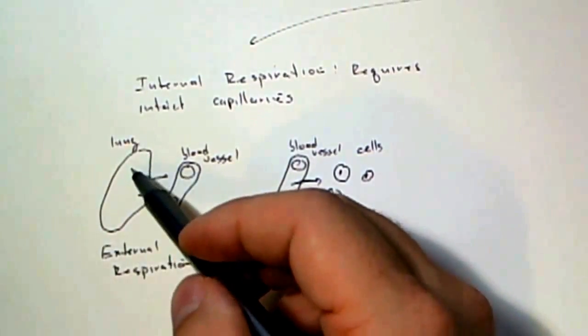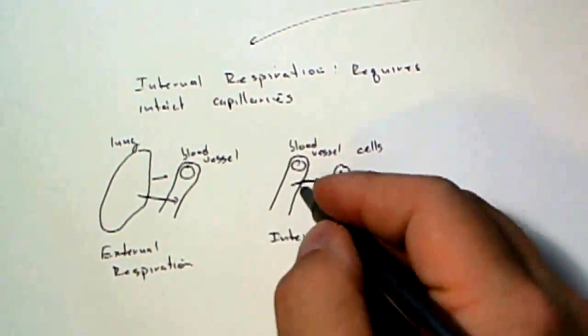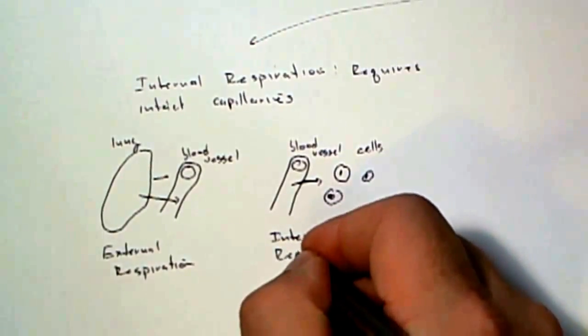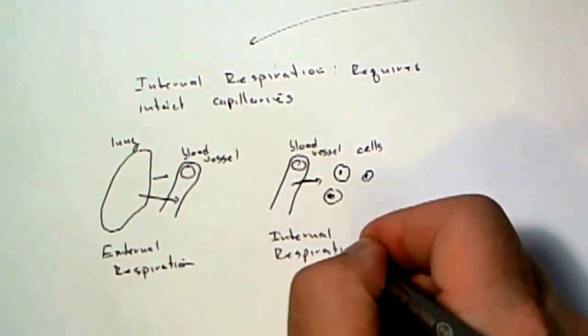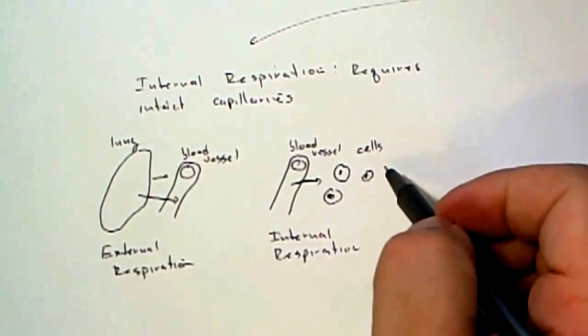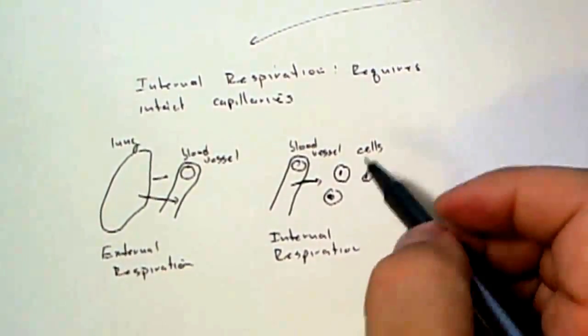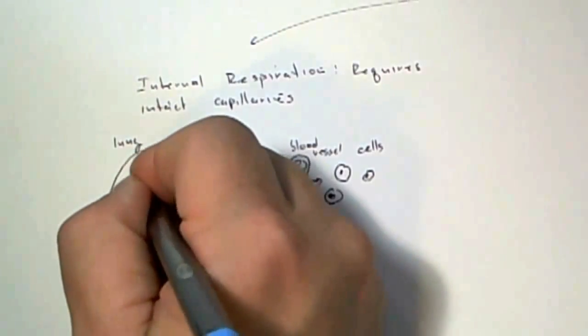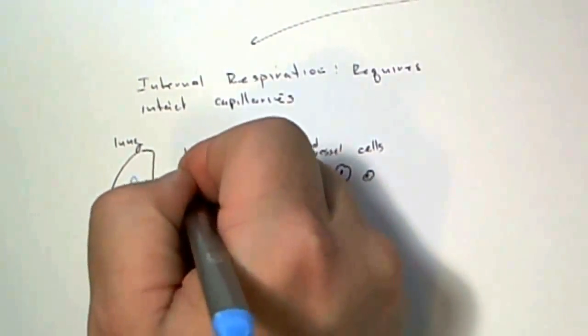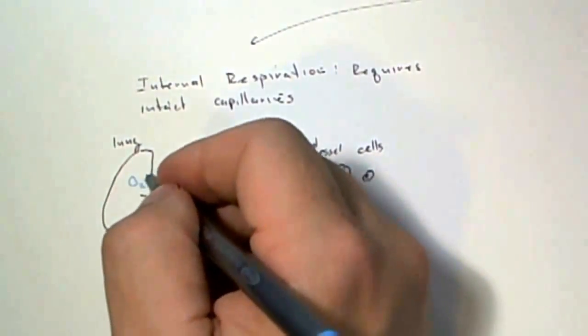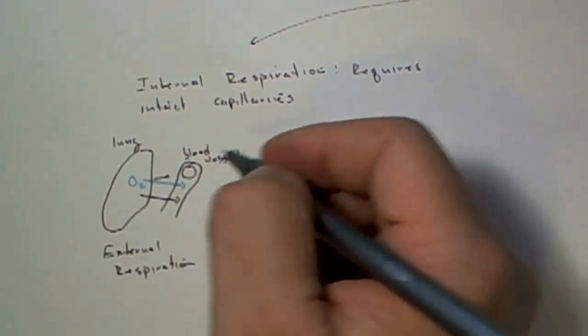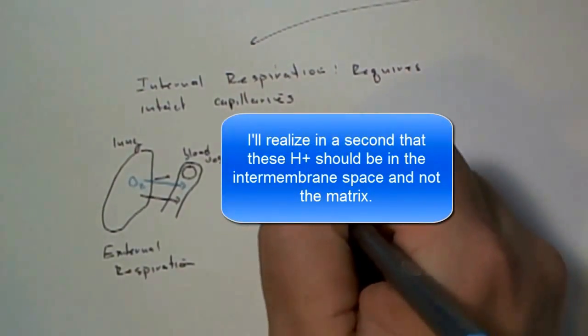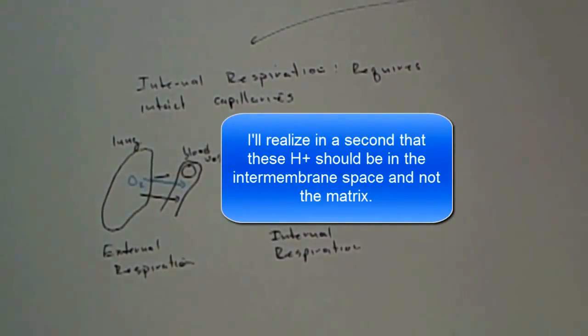External respiration is let's get the air from the lung into the blood. Internal respiration is once it's in the blood, let's get it out to the cells. Now, one thing I suppose that's probably worth noting is the direction of transport is generally in this direction because there's more oxygen in the lungs than there is in the blood. And similarly, oxygen will go in this direction.